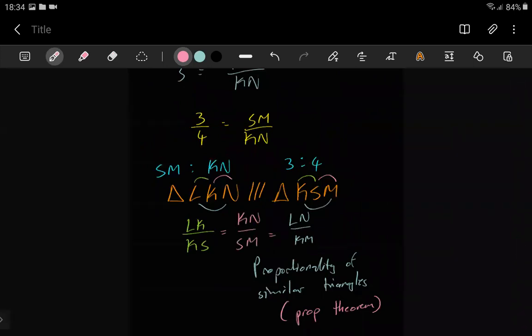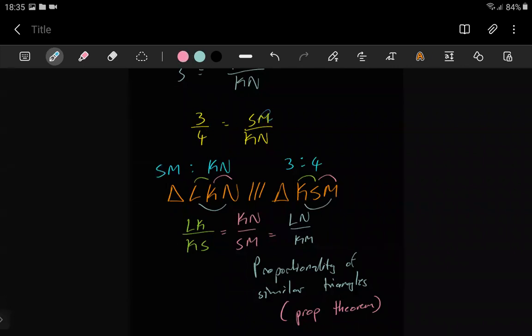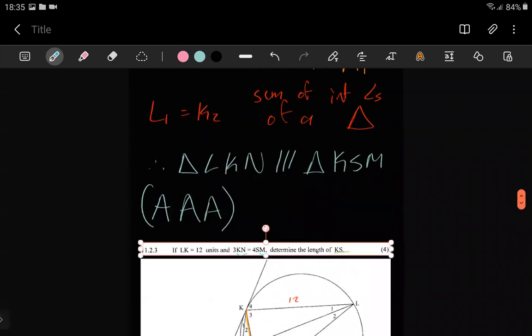Now, these three things can definitely help us. The fortunate thing is, you see what we wrote up here, we have SM over KN. It doesn't matter if you flip this around, because you can see we have the KN on top, the SM at the bottom. If you want to write it like this, fine. If you want to write it flipped around, you can also do it. You can just flip these numbers, 4 over 3. It's all the same.